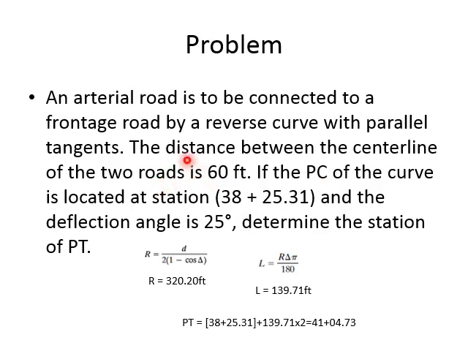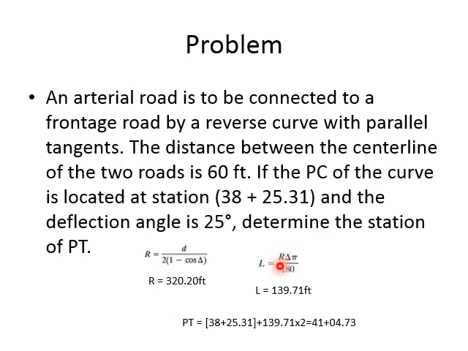So the distance between the center line of the two roads, meaning the arterial and the frontage road, is 60 feet. So this becomes my small d. PC of the curve is given, the deflection angle of the curve is given, and we have to find the station of PT. Now from PC to PT, we have two circular curves, both having the same length. So I need to calculate the length of the curve, and then if I add PC plus 2 times the length, I will get PT.